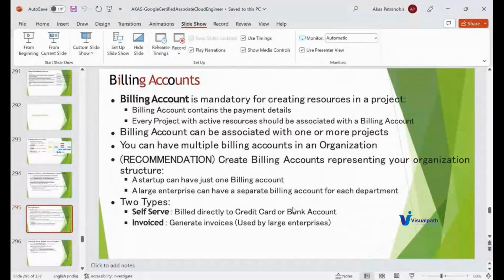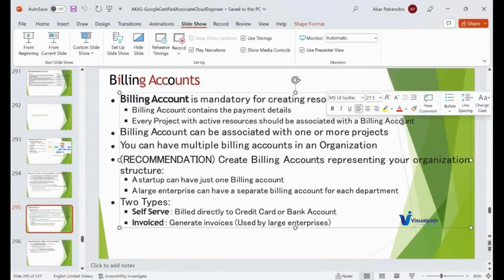So this is one of the main things, a mandatory thing, that is required when you are setting up a project or setting up a GCP account: the billing account. So what does a billing account contain? A billing account contains your payment details. Every project with active resources should be associated with a billing account. Without this, you cannot work with GCP.